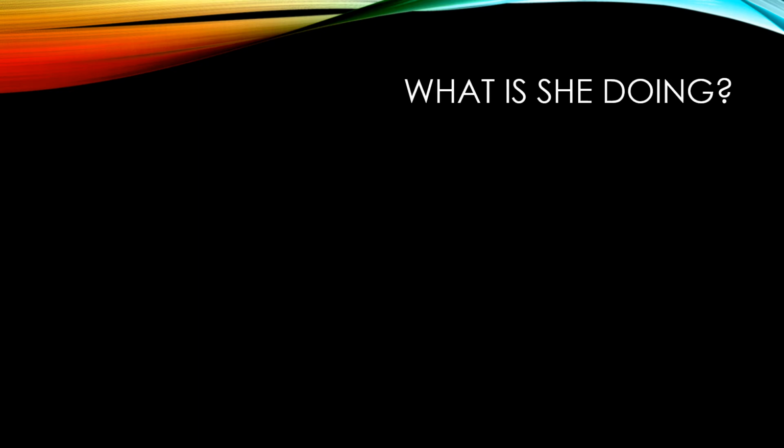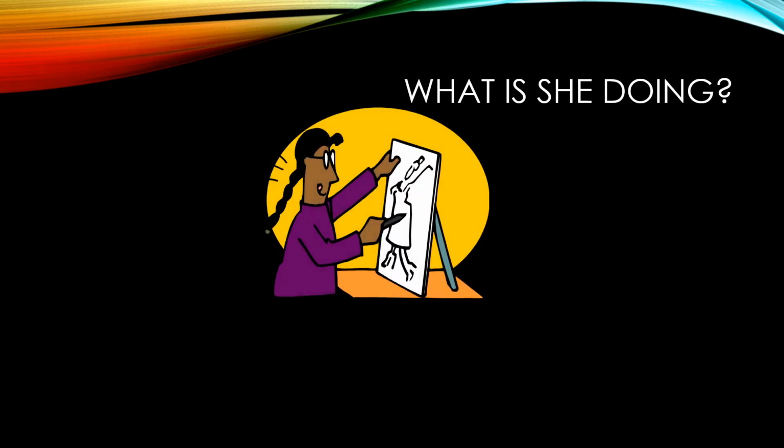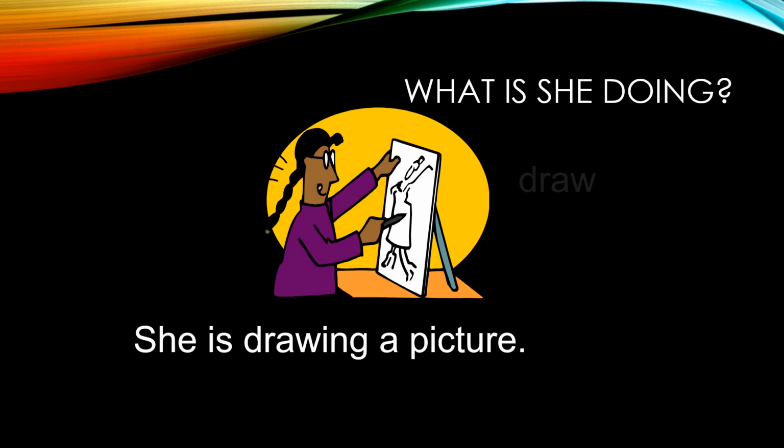Now let's see some examples. What is she doing? We noticed that we here used is and ing with do. So what is she doing? Let's look at the picture. What is the verb we should use here? The verb is draw. So we should say she is drawing a picture.